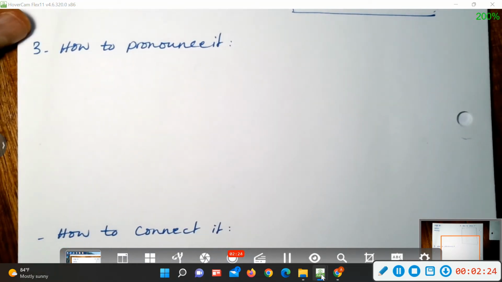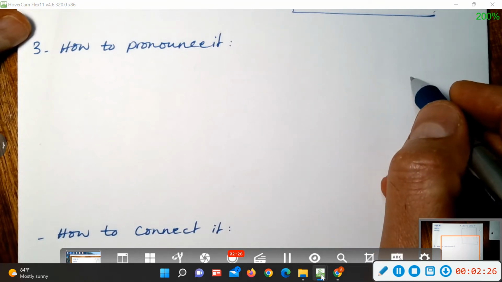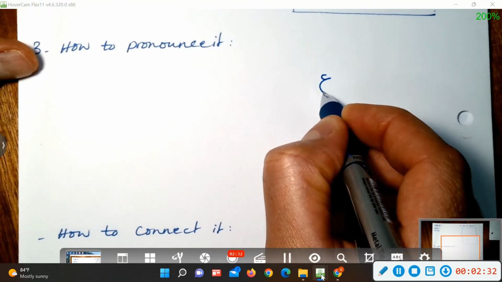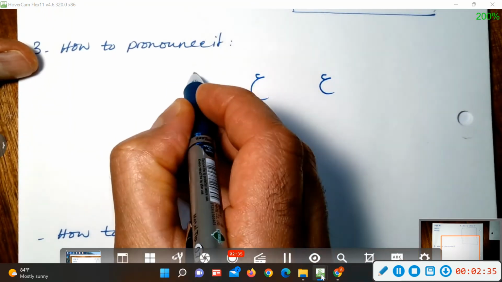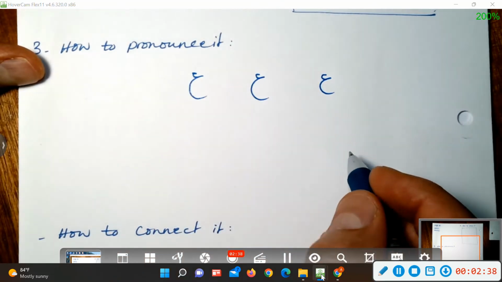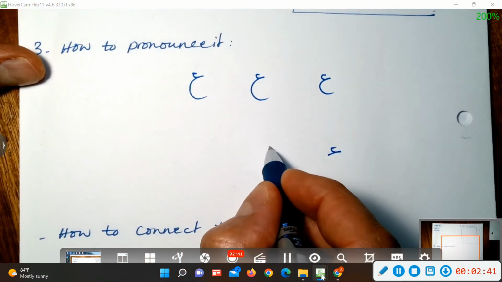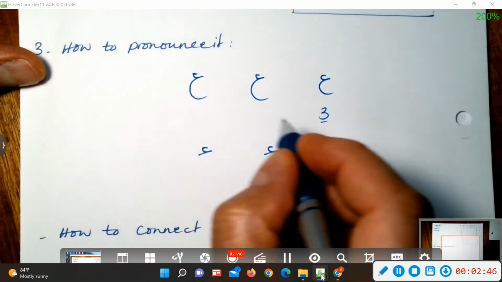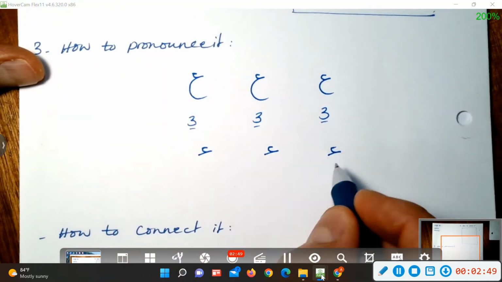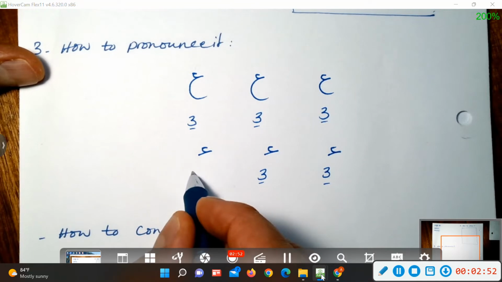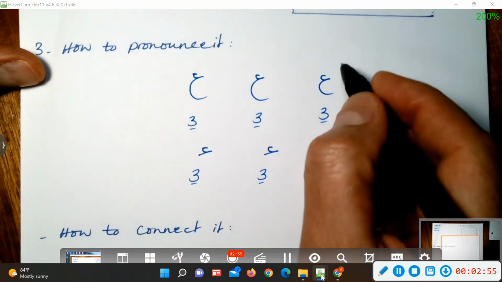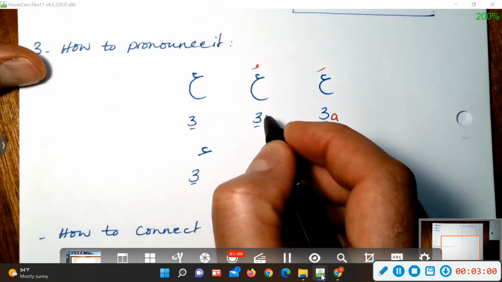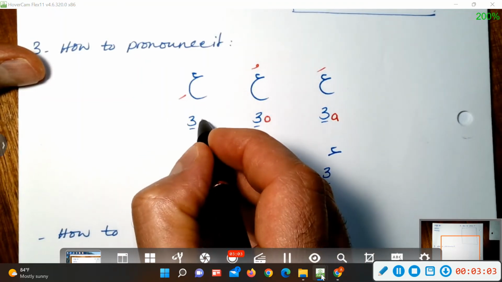How to pronounce Ain with short vowel and with long vowel. Ain. Now we want to connect it to the long vowel. Let's first put the foundation to start. With fatha, a. With dhamma, u. With kasra, i.